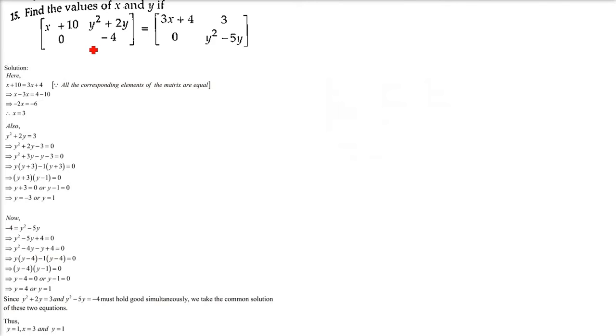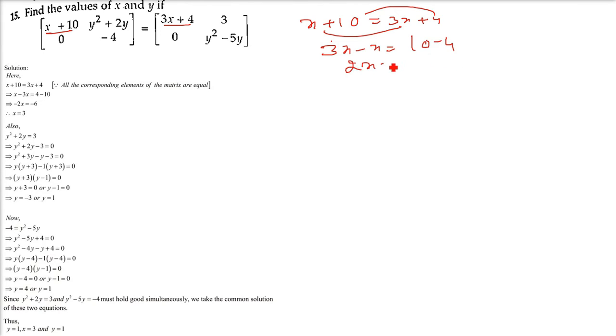Find the value of x and y if. So we'll use the direct value also and the quadratic value also. So x plus 10 is equal to 3x plus 4 because the corresponding elements of the matrix are equal. Just take 3x minus x is equal to 10 minus 4. And there you get 2x, there you get 6. So x equals 6 by 2, that is 3. Now coming to the y value, we will get two quadratic equations here.